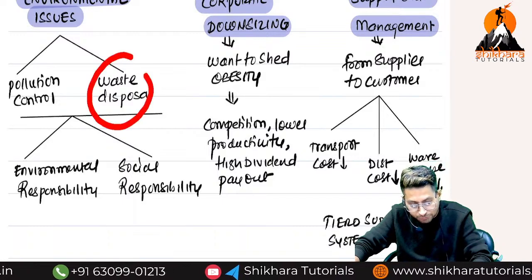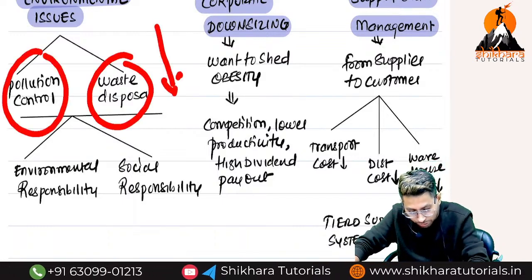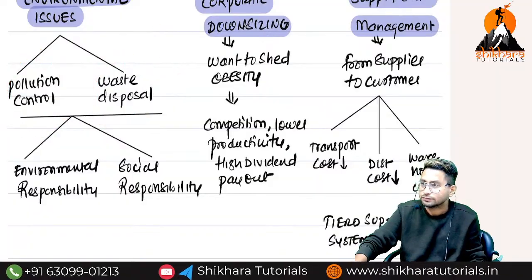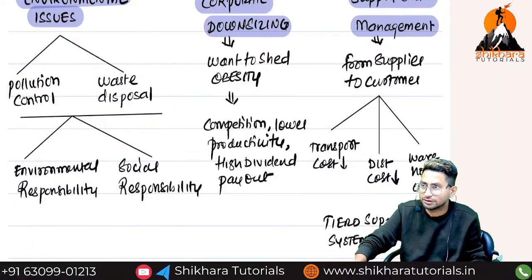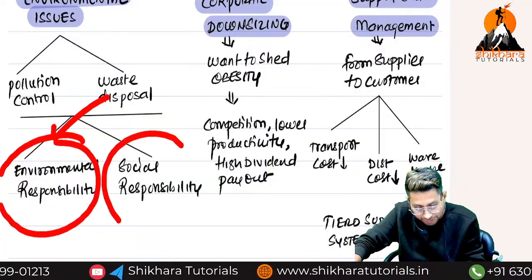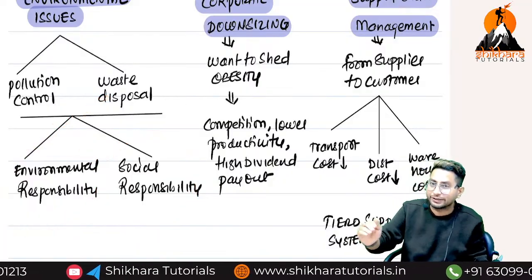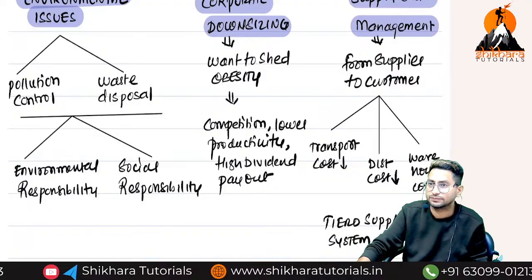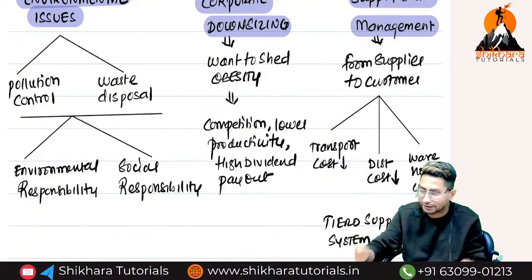So waste disposal you should reduce. Pollution also you should reduce. If you do these two things, then government will consider you as what? Environmentally responsible plus socially responsible, and government will give you subsidies. Your operational cost will reduce.